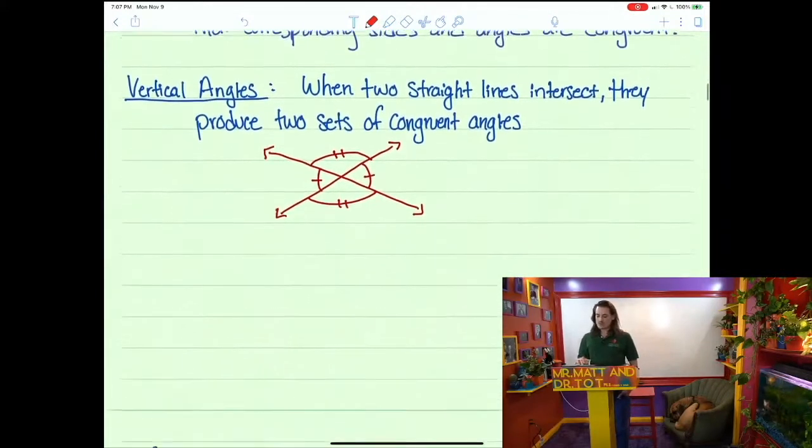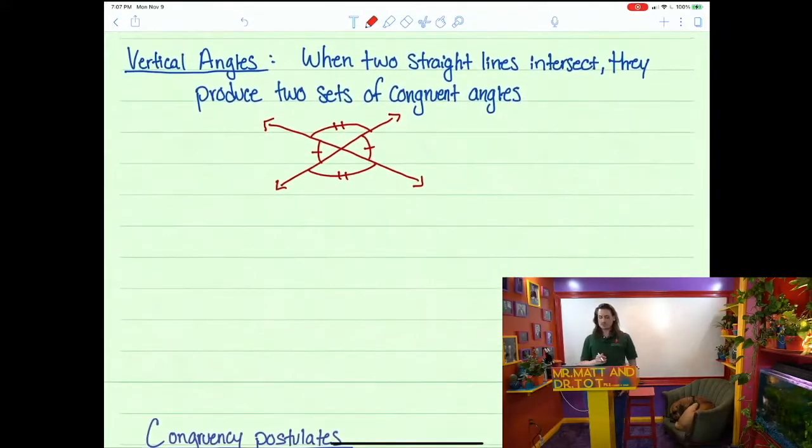And also I wanted to remind you that vertical angles are produced anytime two straight lines intersect. So they produce two sets of congruent angles. That doesn't mean they all have to be congruent to each other. That only occurs if they're 90-degree angles. So if you have four 90-degree angles, then they're all congruent to each other. Other than that, the opposite angles are the only ones that have to be congruent. And the reason for that congruency would be definition of vertical angles.